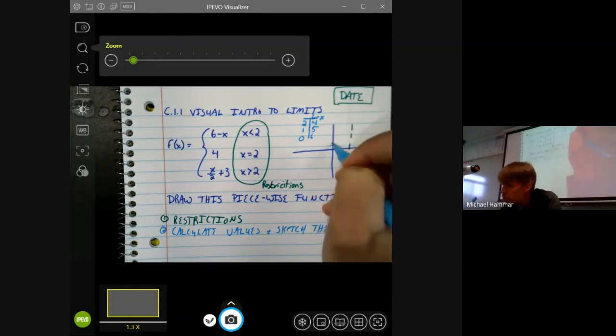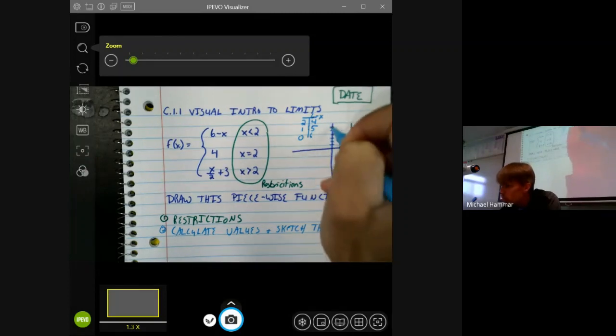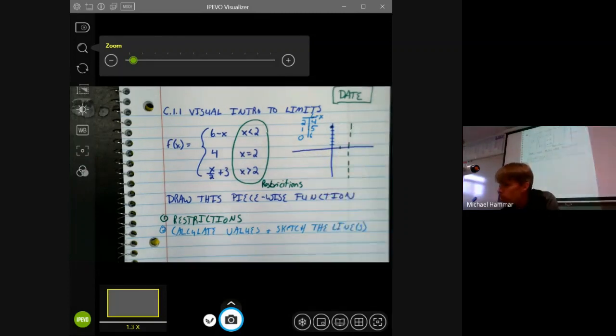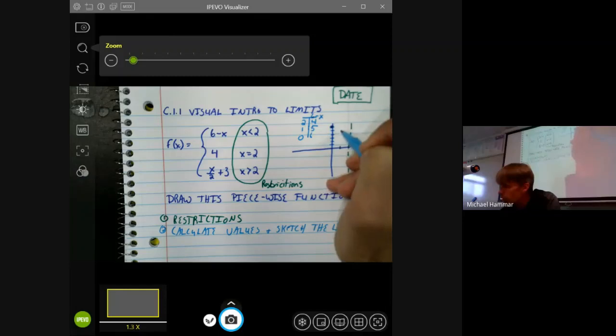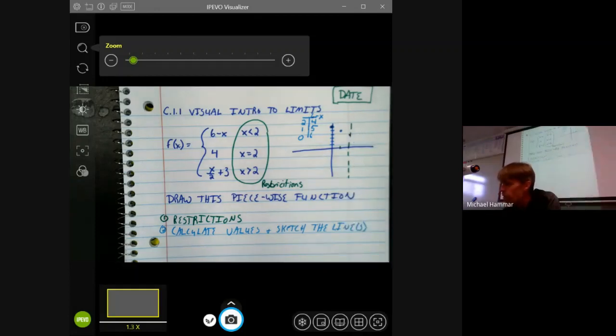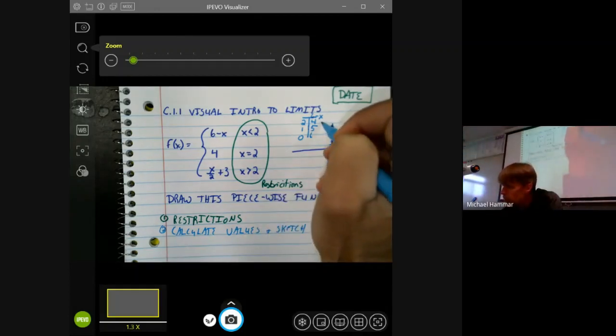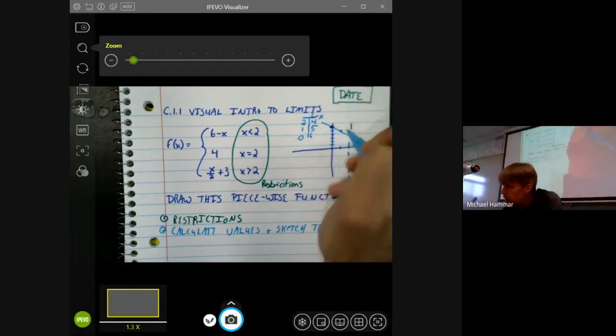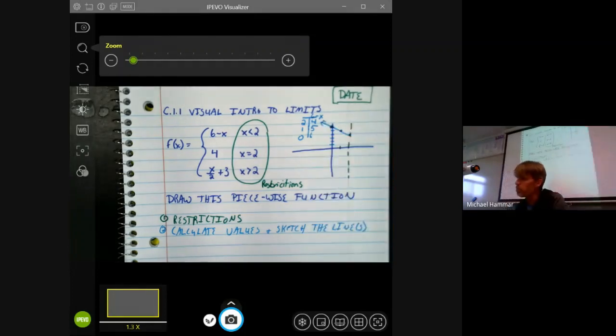So I'm going to go 1, 2, 3, 4, 5, 6. So I know at 0, I have a point right there. I know at 1, I have a point right there. And I know at 2, I have a point at 4. So on this side of the graph, I have a line that goes downward all the way to x equals 2.